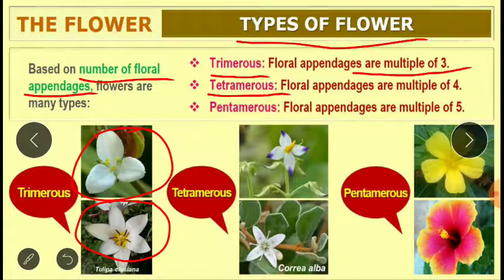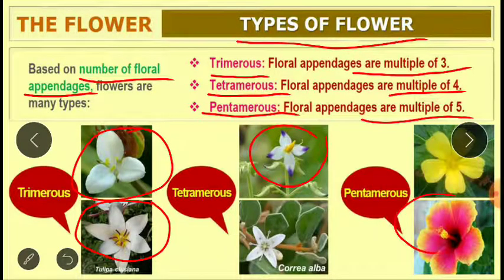The second is the tetramerous flower. Tetramerous flower means floral appendages are in multiples of 4. So they can be like 4, 8, 12. So those are known as tetramerous flowers. Pentamerous: here the floral appendages are in multiples of 5, as you can see over here. So in this way, the flowers based upon their floral appendages can be trimerous, tetramerous and pentamerous.